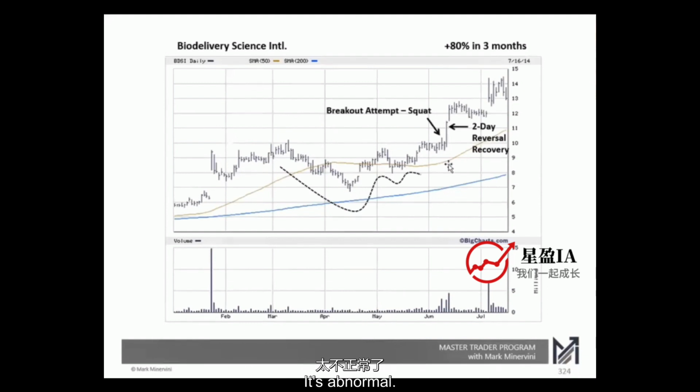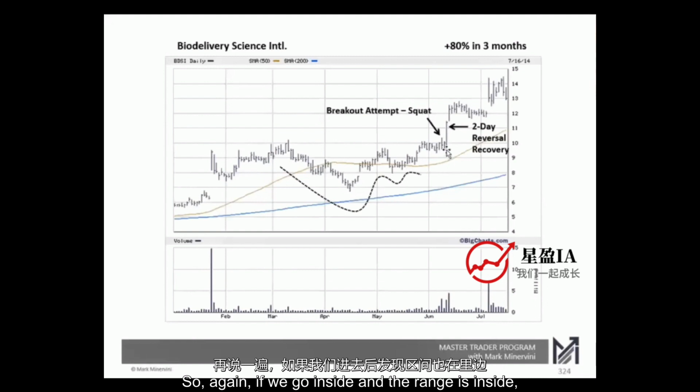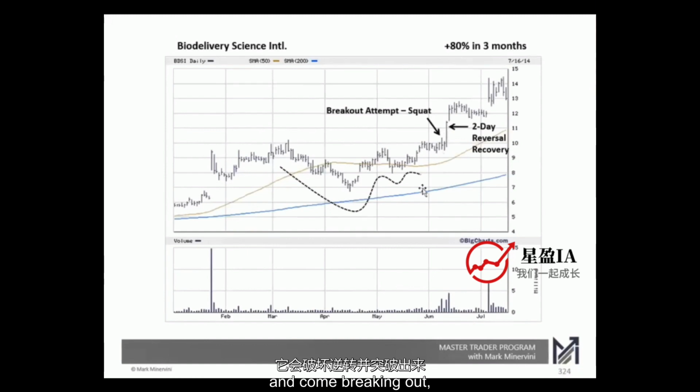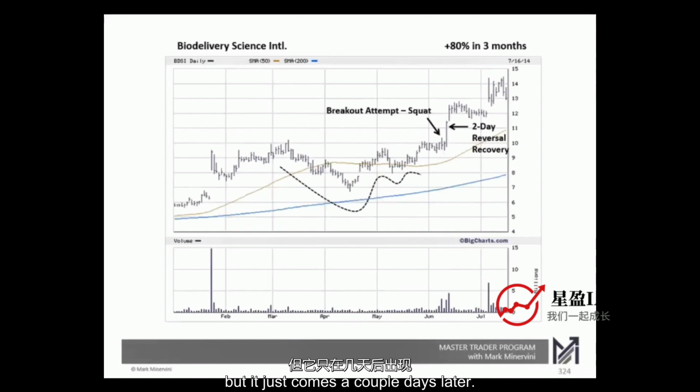It's abnormal. So again, if we go inside and the range is inside, that's the best sign. And when you take out the low, it does lower the probability of success. And if you close below the low of the squat day, it lowers the probability of success a little bit more, but not enough, like I said, where I would sell the stock there. I would still wait to see if we can get that reversal recovery. And very often what will happen is it'll rip through that reversal and come breaking out, and you'll get that breakout, but it just comes a couple days later.